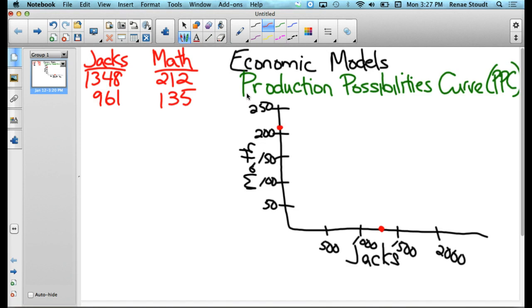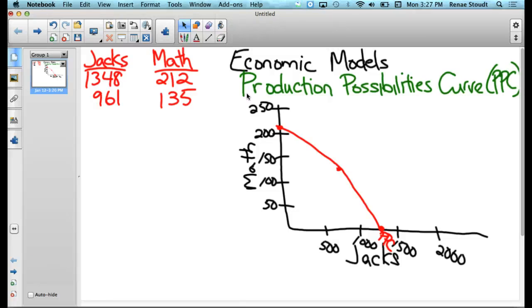Then the third minute, we did a combination. So we did 961 jumping jacks and 135 math facts. So we're going to say that that's somewhere about here. Now we're going to connect our dots. Now remember I said that we are making assumptions. Remember, economic models deal with assumptions. The assumption we're making with the production possibilities curve in this class was that everyone in this class was working as hard as they possibly could.